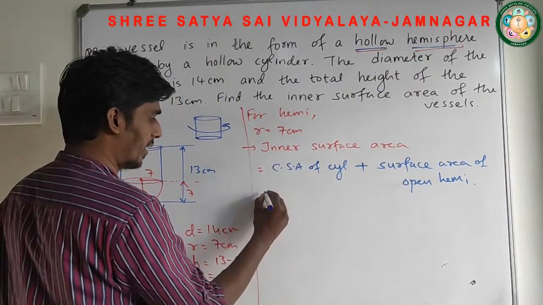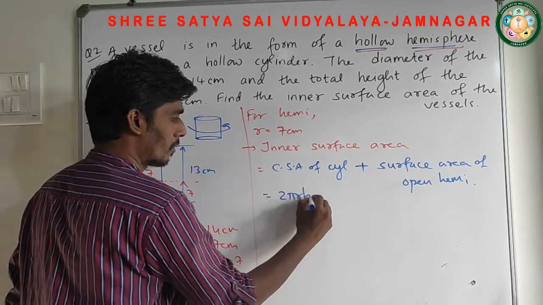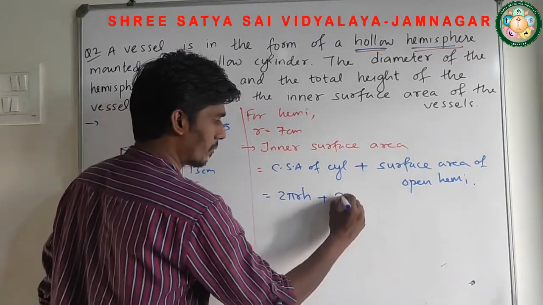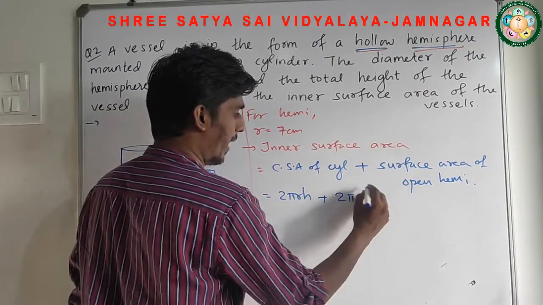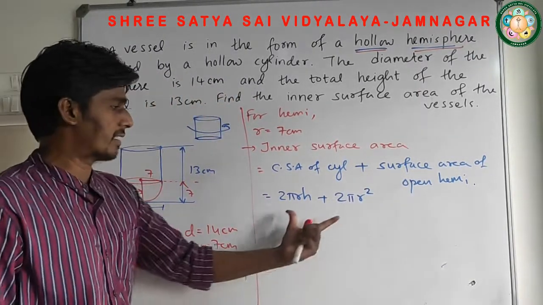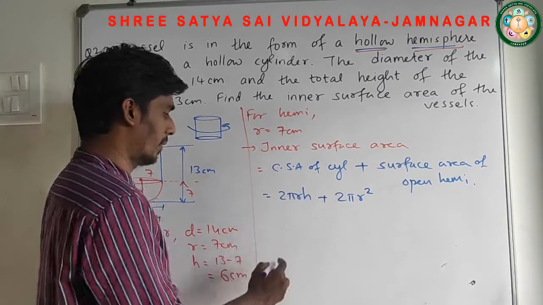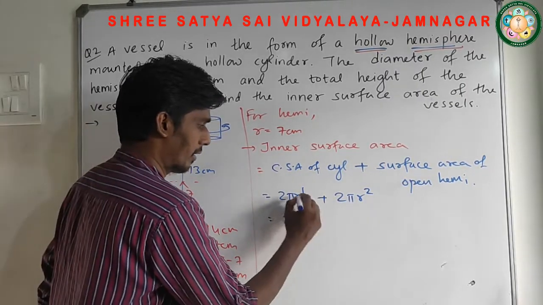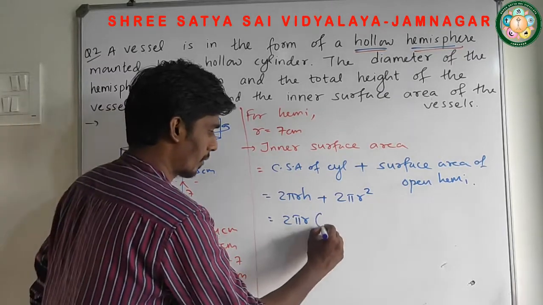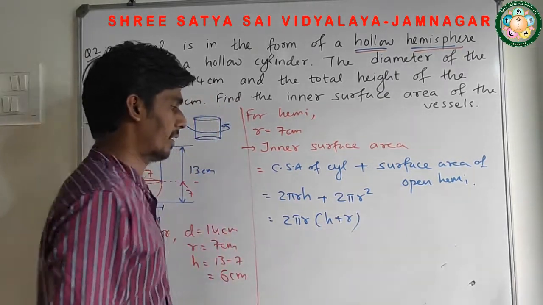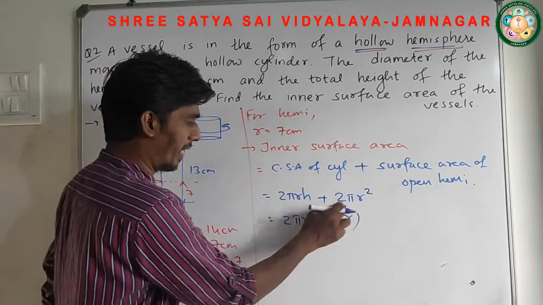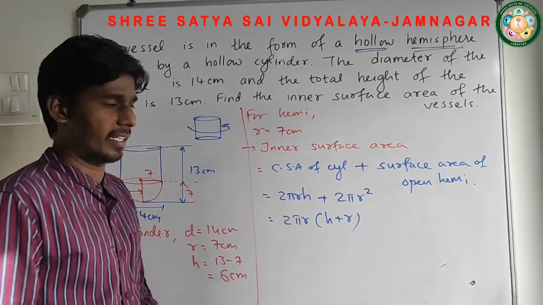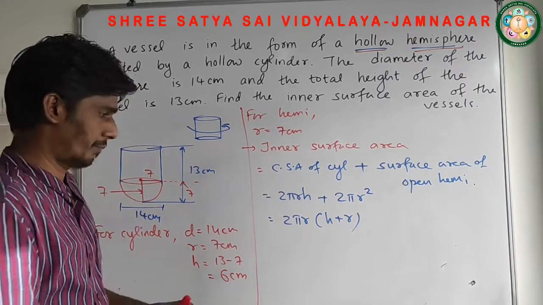So now CSA of cylinder is what? 2 pi rh. Now surface area of hemisphere is what? 2 pi r square. Is there anything common between them? What is common? 2 pi r. Here it will remain h plus r. This 2 pi r is common, the h stays here, and from r square one r comes out and one stays inside. Now replace all the values to get the answer.